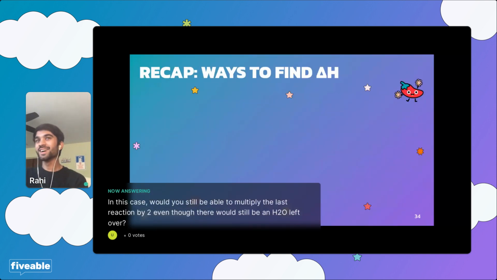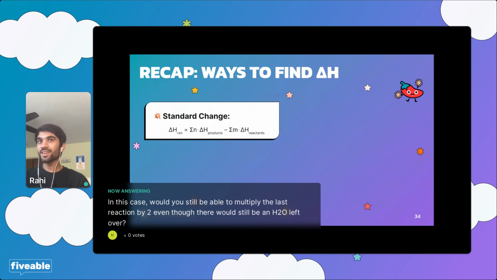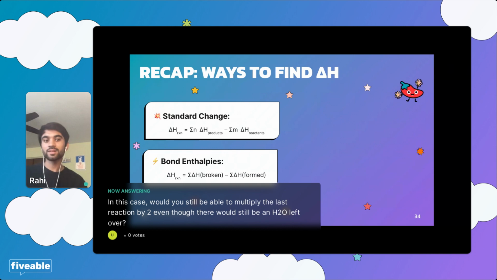Okay, so to recap, you guys talked about standard change. I also just talked about standard change. The second one is bond enthalpies. Like you said, bond dissociation. That was one of the things that you also said. For bond enthalpies, delta H of the reaction is equal to the sum of the delta H of the broken bonds minus the sum of the delta H of the formed bonds.